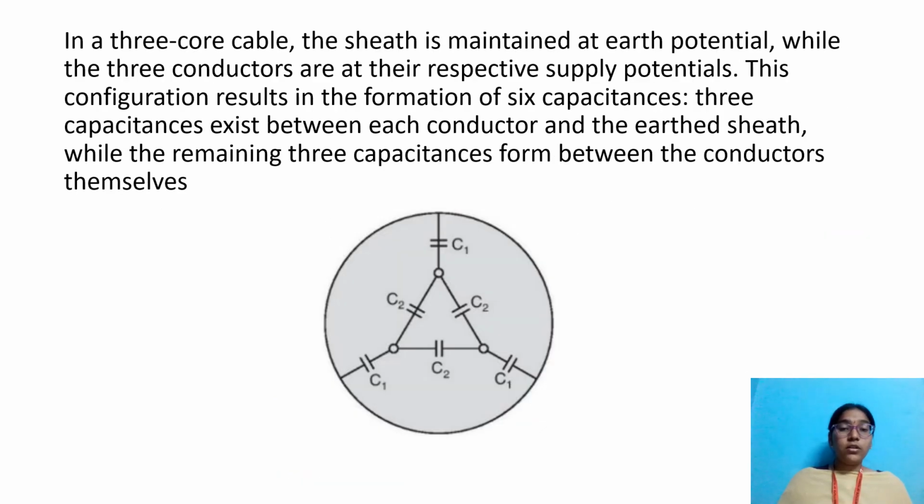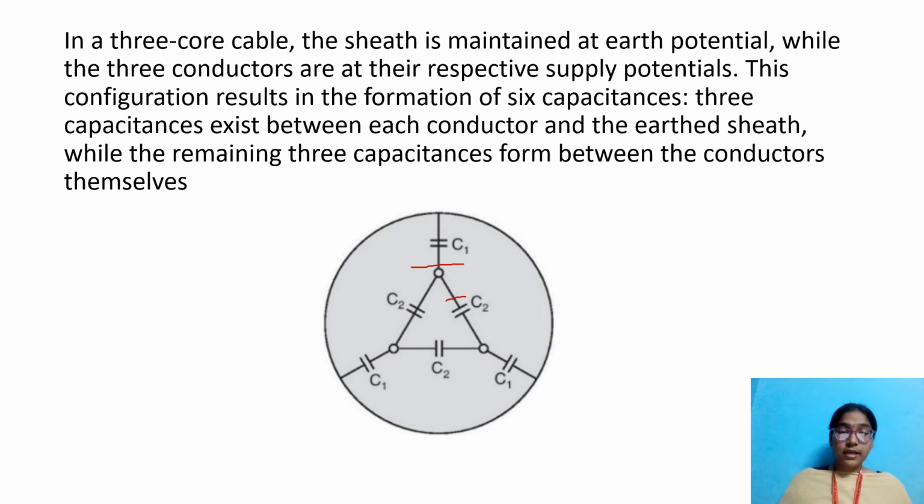This is a three-core cable, and in the three-core cable the sheath is maintained at earth potential while the three conductors are at their respective supply potentials. This configuration results in the formation of 6 capacitances. 3 capacitances exist between each conductor and the earthed sheath, while the remaining 3 capacitances form between the conductors themselves. There are 6 capacitances: 1, 2, 3, 4, 5, 6.